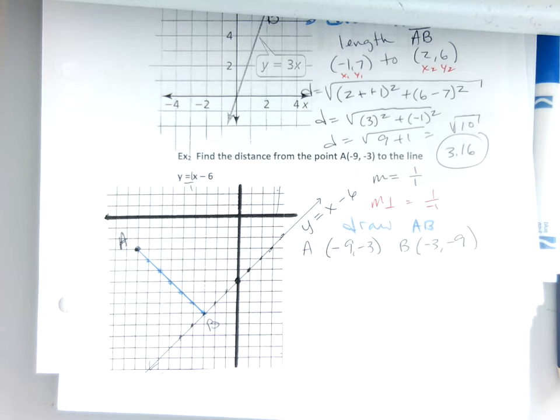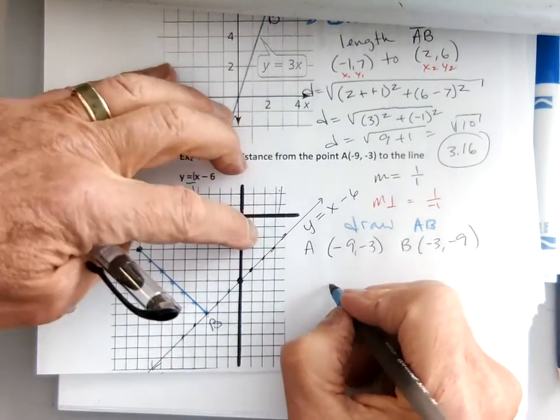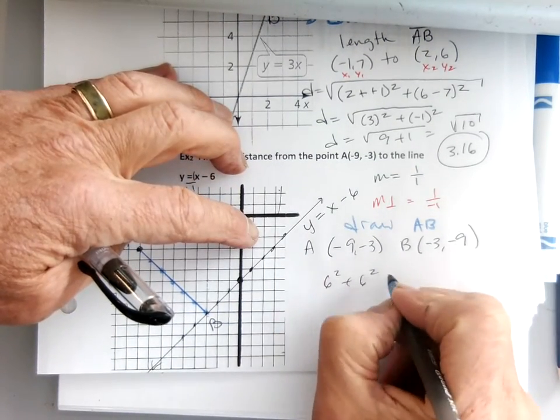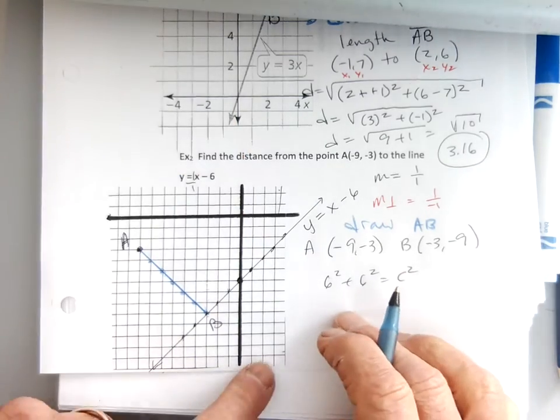Instead of the distance formula, can you see a right triangle? You see a right triangle there? Yeah. 1, 2, 3, 4, 5, 6. 1, 2, 3, 4, 5, 6. Right? A squared plus B squared equals C squared, or 6 squared plus 6 squared equals C squared. We could use the distance formula, but isn't this easier? So I'm just going to go 6 squared plus 6 squared equals C squared. Right? Pythagorean theorem.